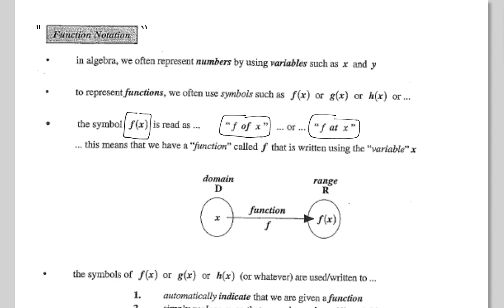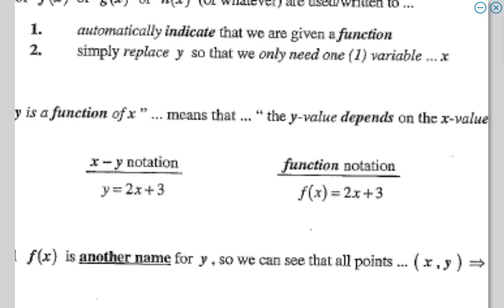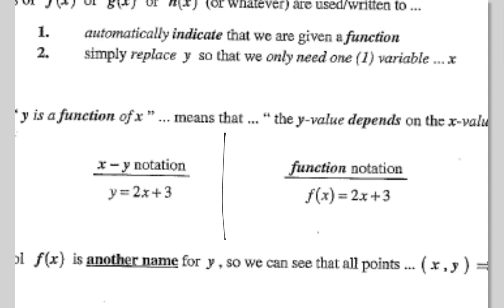F at x or f of x means you're going to input x into the function and it's going to output some y. So look at this right here. What this tells us is that f at x is just another way of writing y. F at x is the y component. So there's basically two ways to write it. The xy notation and the function notation. Most of the time when we're working with functions, we live in this xy notation. But occasionally you'll be given this notation as well. And both are pretty normal in a math classroom.